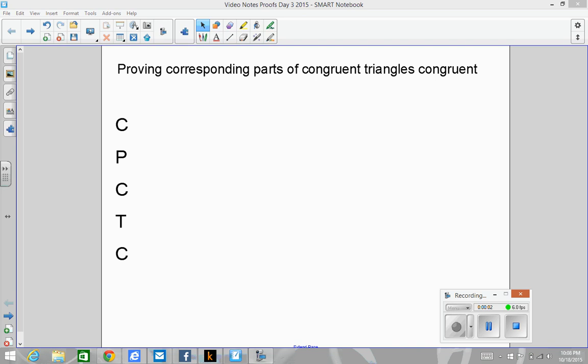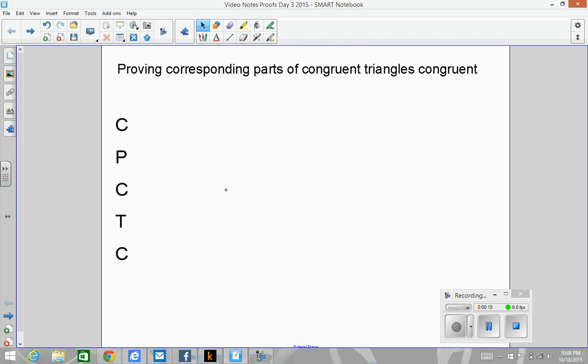Welcome to Geometry Pre-AP. This is the last day of proofs. This is proof days 3. Today we're going to learn about proving corresponding parts of congruent triangles congruent. And that's a pretty big mouthful of words, but it is a saying.